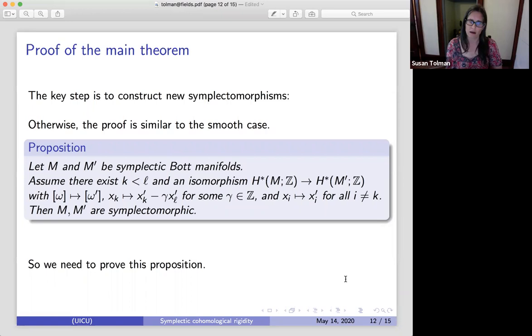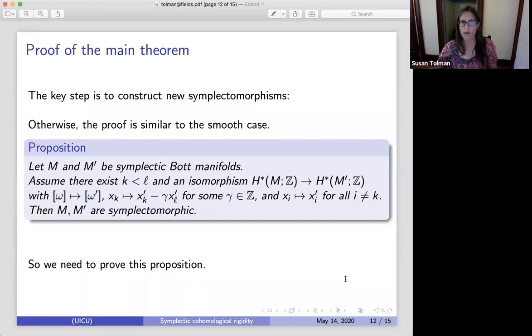And this is our new proposition, which is: suppose that we have two symplectic Bott manifolds. Suppose you have some k less than l and an isomorphism from the cohomology of M to the cohomology of M prime. Of course you need to take the class of omega to the class of omega prime, but I want to assume this isomorphism has a very special form. I want to say it has to take x_k to x_k prime minus gamma x_l prime for some gamma in Z, and it has to take x_i to x_i prime for all i not equal to k.